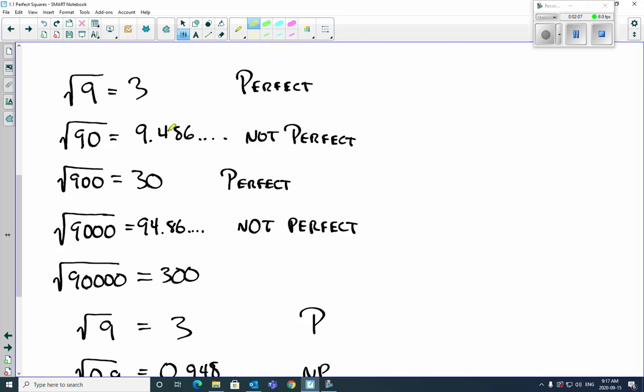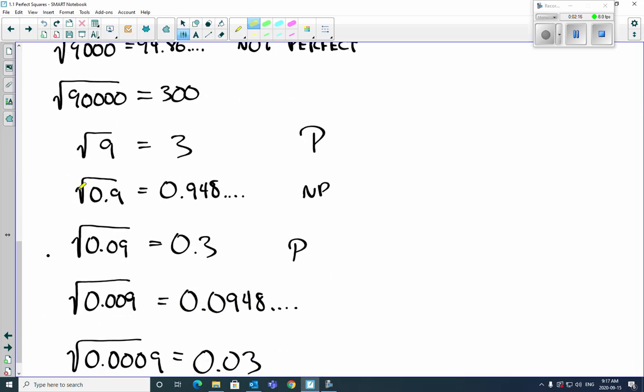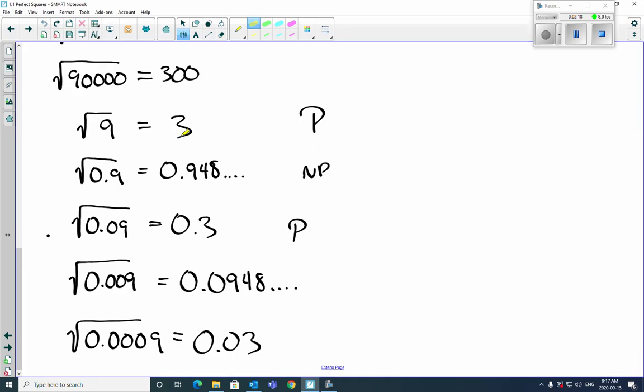Now, what about this one? 9.4, 94.8. So the next one after that for 900,000 would be 948. Right? You can see the pattern. What about if we go the other way? So we start with 9 again, which is 3, but now we're going smaller ones. So 0.948. See, the decimal is going a different direction now. 0.09 is 0.3. Perfect. And then we can just keep going. You can see the pattern. All we're doing is moving the decimal every single time. That's just there so you understand patterns of how math works.